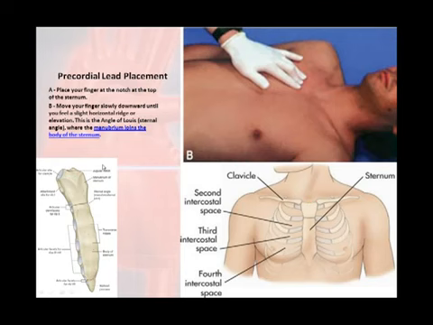The next step is you move your fingers down until you feel the horizontal ridge right there, the angle of Louis. This is where the manubrium joins the body of the sternum. So you're going to start up here, and move your finger slowly down until you feel a slight horizontal ridge or elevation.